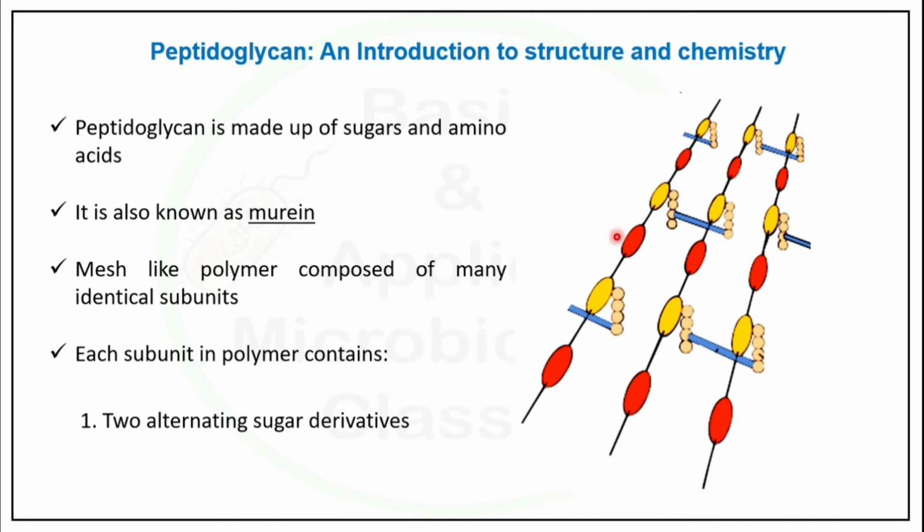And second point, a peptide chain of different amino acids, right? Here, this chain is actually depicting us what? It is depicting us the presence of a peptide chain, which is made up of what? Amino acids, right? So peptide chain and two alternating sugar derivatives. This is actually constituting what? Peptidoglycan subunit. And these subunits are going to be repeating again and again where? In peptidoglycan structure, okay, in polymer formation. So I hope it is clear to you, the introductory part.